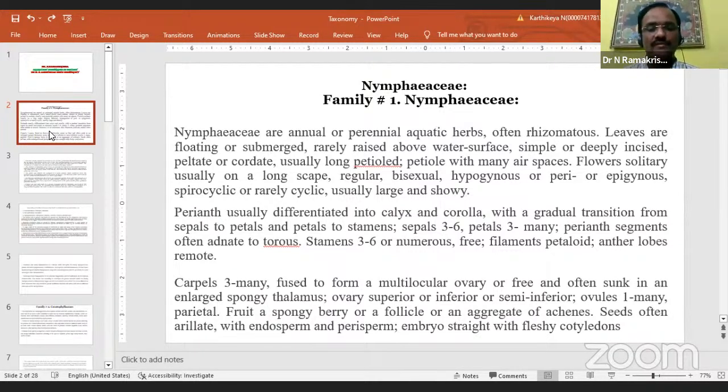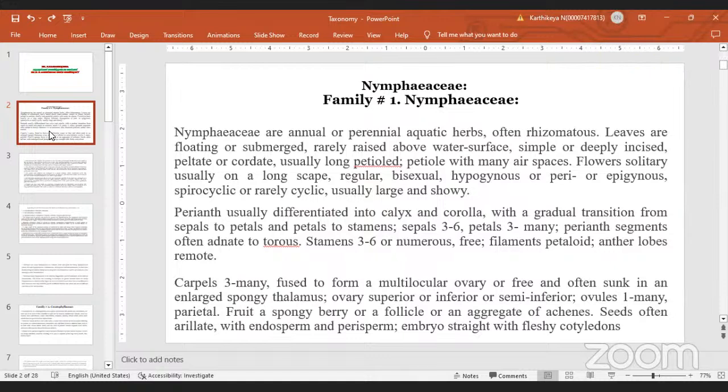Next, what is the classification of meristems? Here we are looking at meristematic tissues, classified based on origin, position, plane of division, and function. The classification of meristems is based on various criteria. The first one is based on origin and development of initiating cells. Origin, what is the meaning of origin?